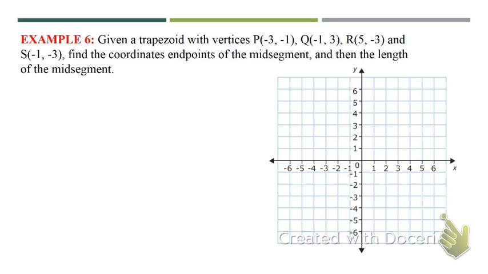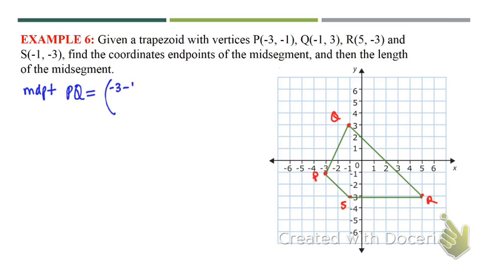Okay, given a trapezoid with these vertices, find the coordinates of the endpoints of the mid-segment, and the length of the mid-segment. So first thing you want to do is plot. Always we're going to plot. And then we want to find the midpoint of those legs. We know the midpoint formula already, so we're just going to plug it in.